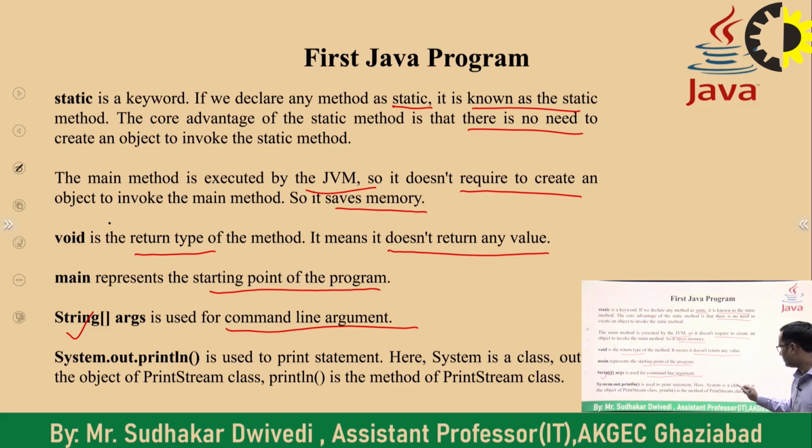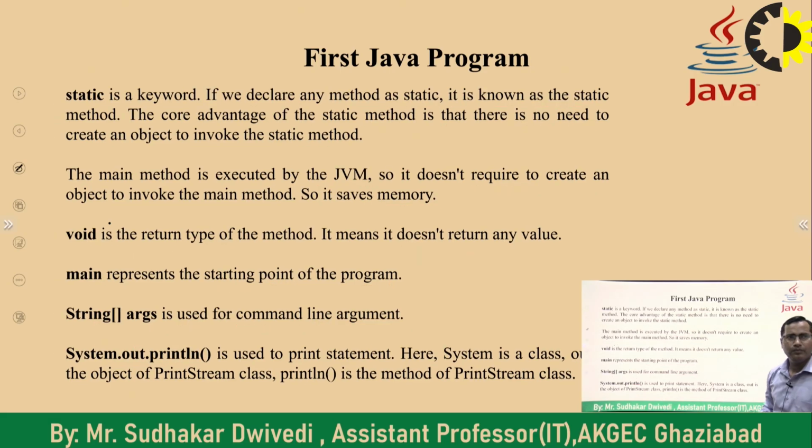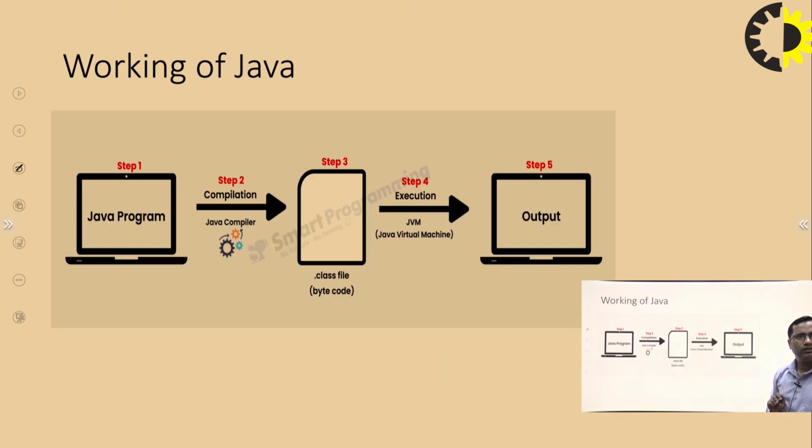Here System is a class, as I have said. Out is the object, and println is the method. So this is the class, this is the object, and this is the method, right? So this is the working of Java.